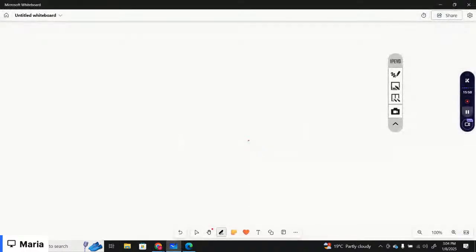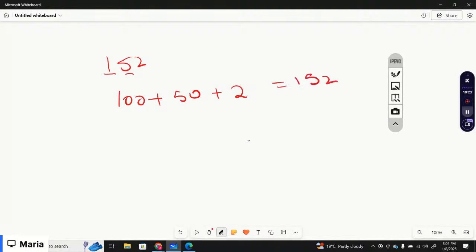For example, we have a number that is 152. You need to write this number in expanded form. How do you write? You can write it like this. 1 is at the hundreds place, right? So you can write it as 100. 5 is at the tens place, so you can write it as 50. And 2 is at the ones place, so you have to write it as 2. When you add them together, they make 152. This is the expanded form.